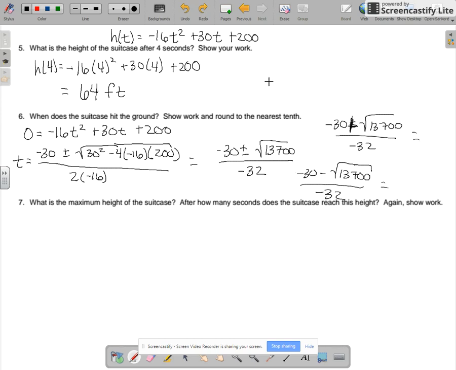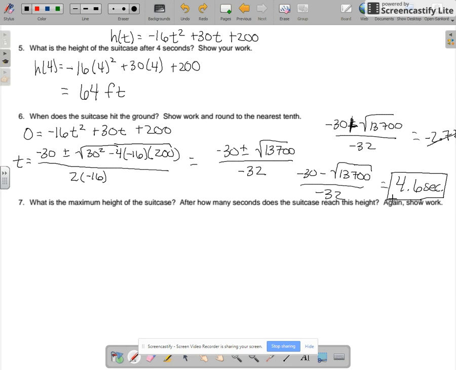We solve our two solutions. In the addition one, we get negative 2.72, and in the subtraction one, we get 4.6. However, as discussed before, we can't have negative time. So we know that it can't be negative 2.72. So the suitcase must hit the ground after 4.6 seconds.